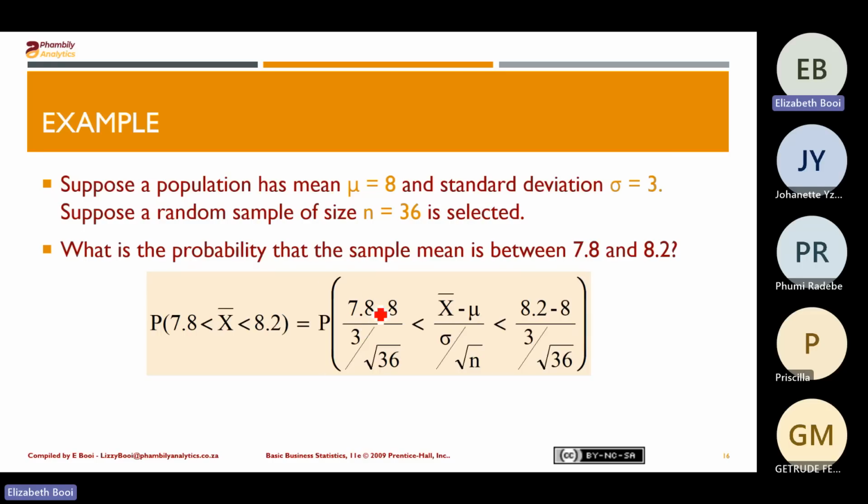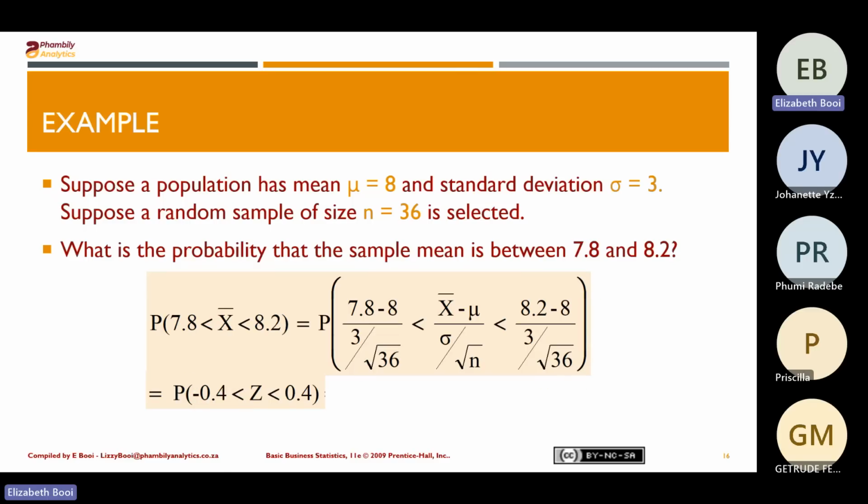So it's 7.8 minus our mean of 8, divided by the standard error, which is the standard deviation of 3 divided by the square root of 36. And on the 8.2, we say 8.2 minus 8 divided by the standard error of 3 divided by the square root of 36. And then we get the answer. When we solve this equation on the left, we get minus 0.4.